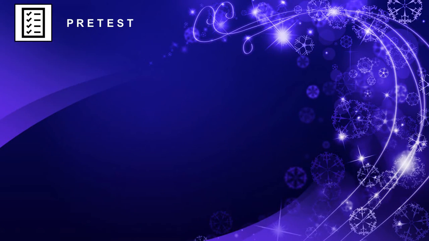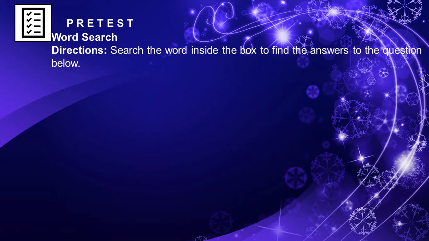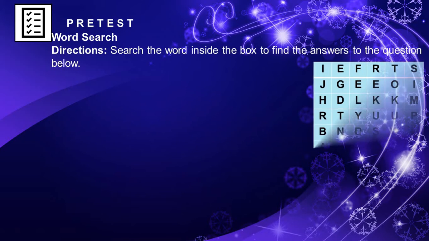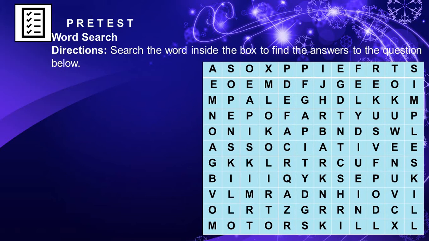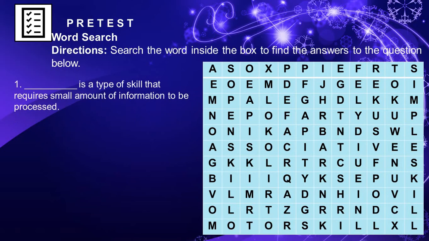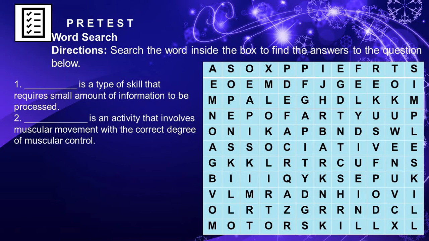Before we begin our lesson for today, let's have this activity to assess your knowledge in the topic. Word search. Directions: Search the word inside the box to find the answers to the questions below. Number 1. Blank is a type of skill that requires small amount of information to be processed. Number 2. Blank is an activity that involves muscular movement with a correct degree of muscular control.